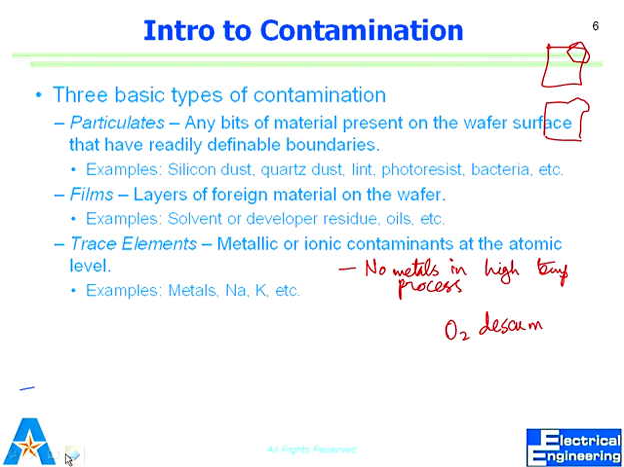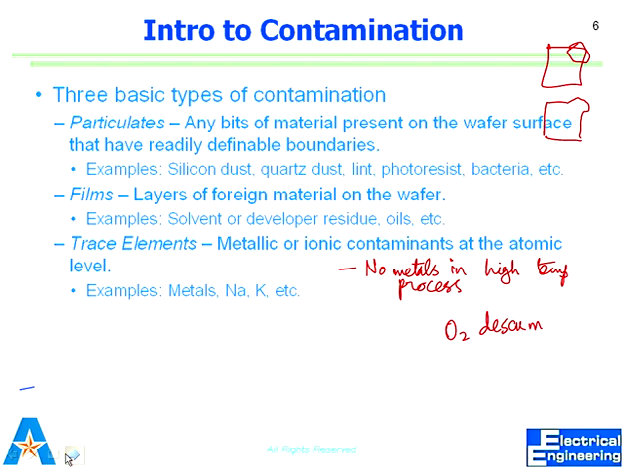Trace elements. Of course, if you leave some metallic ions, when you're talking about ions, it might not be a film. Maybe some metal will be there on the surface, you won't see it. Once you do a high temperature process, what happens to metals? What happens to everything that we heat above melting temperature? Melts, right? Turns into vapors.